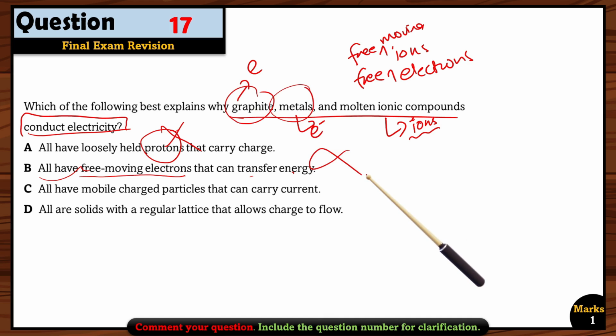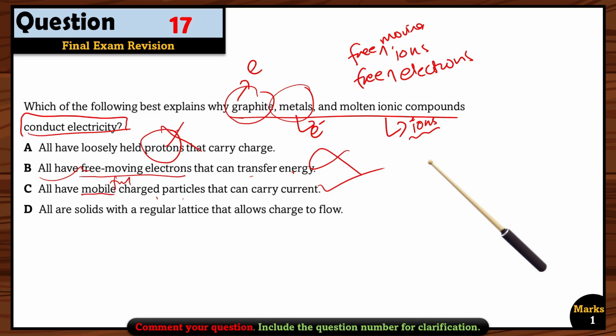Let's see another option. All have mobile charged particles. Mobile means free moving. Yes, that option is right, because electrons are also particles, ions are also particles. So we can use the word particles for both electrons and ions. So all have mobile charged particles that can carry the current. So that's why option C is the right option.